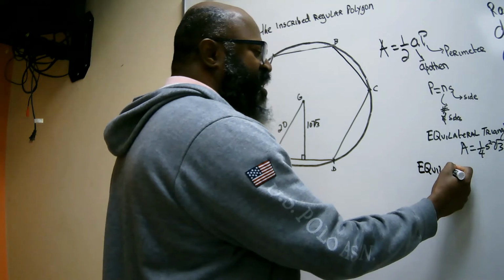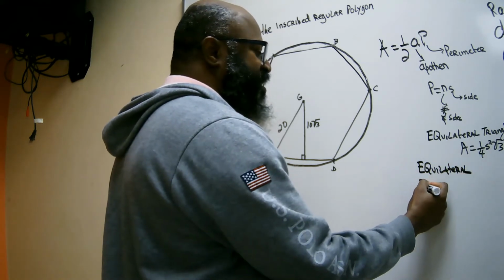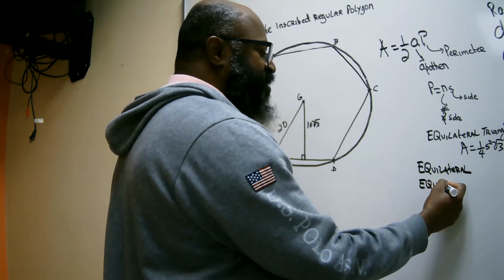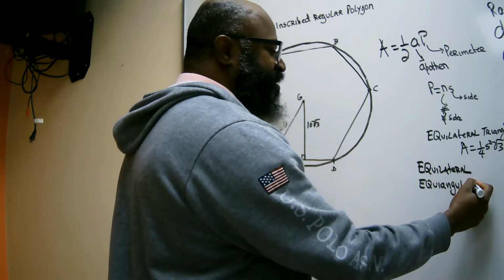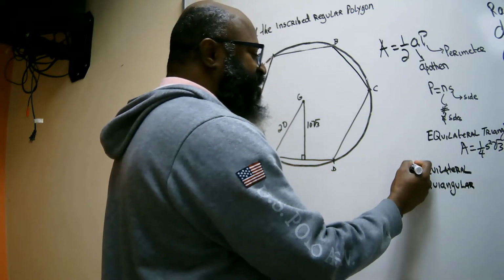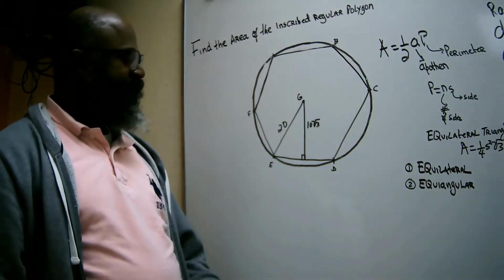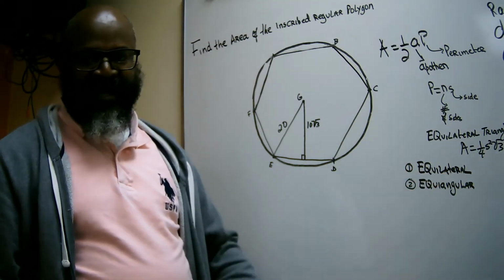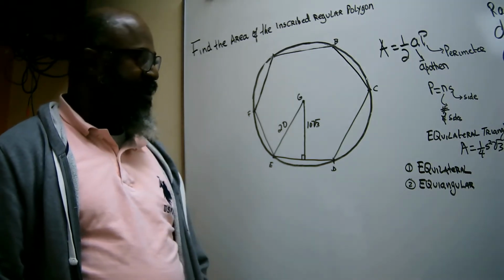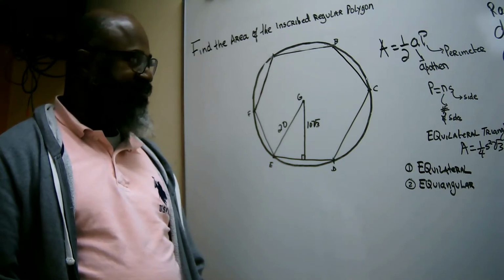meaning that all sides are congruent, and it must be equiangular, all angles are congruent. That is the definition of a regular polygon. So to be regular, those two criteria must be met. First, it must be equilateral. Second, it must be equiangular, meaning congruent sides and congruent angles.